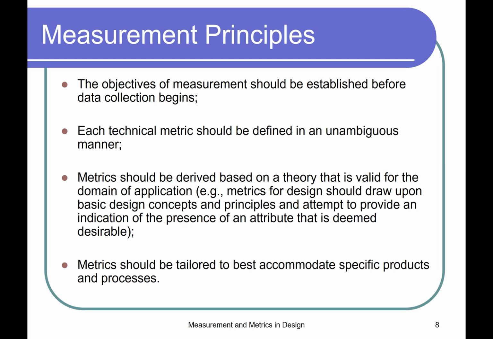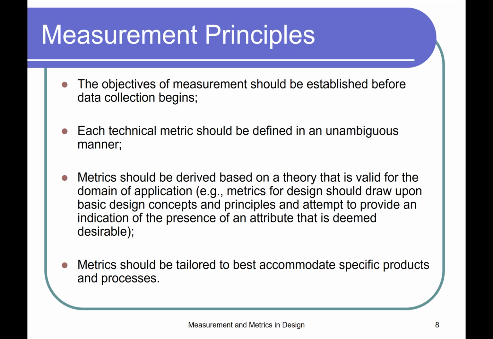We don't just say roughly around 90, then you give an A, or roughly around 95, you give an A plus. It doesn't work like that. It has to be defined. Okay, it has to be defined in an unambiguous manner.